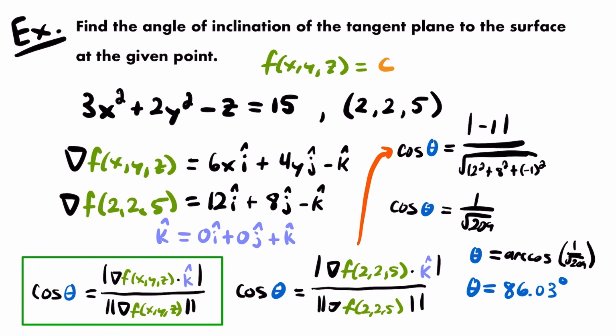And I did round that off. That's not an exact value, but it's good enough for what we're trying to do here. That is the angle of inclination for the tangent plane at this point on this surface. Okay, it's the angle between that tangent plane and the xy plane. And so with that, that is it for this lesson.